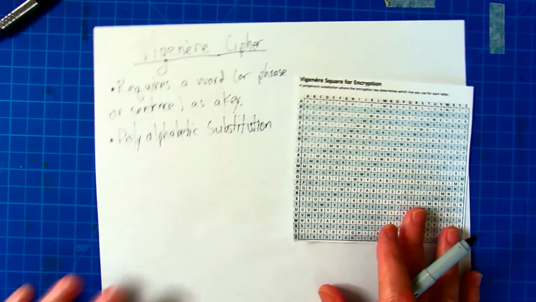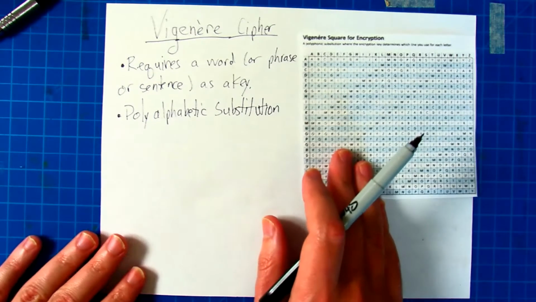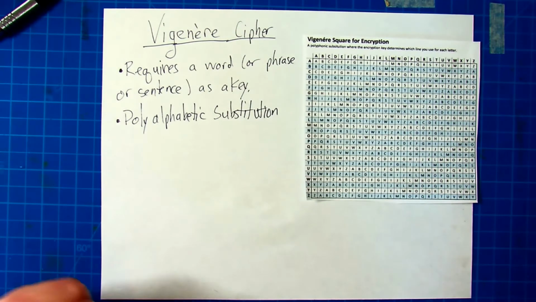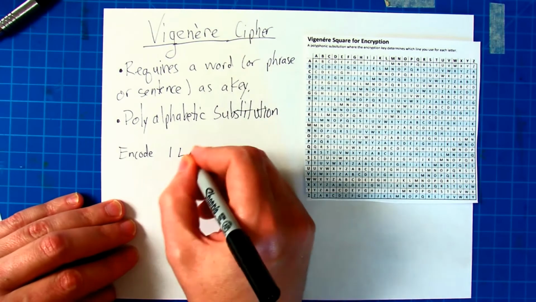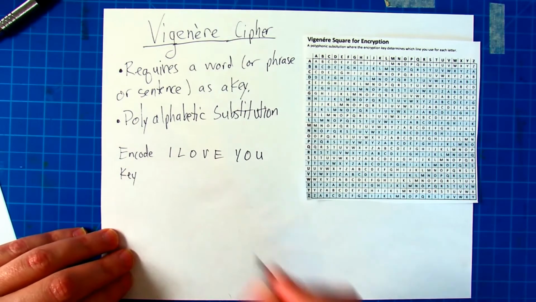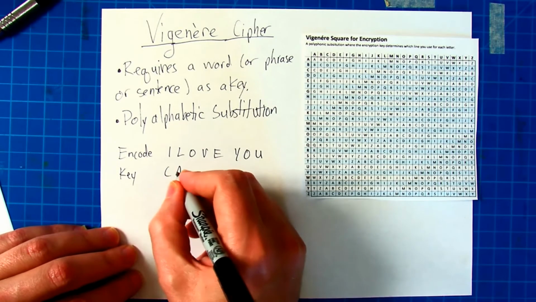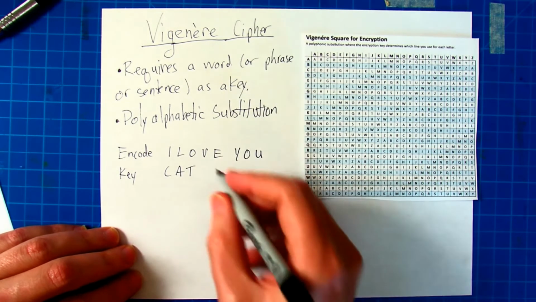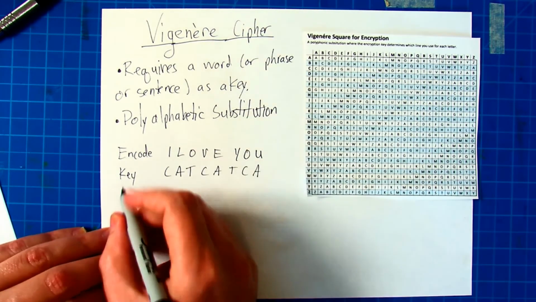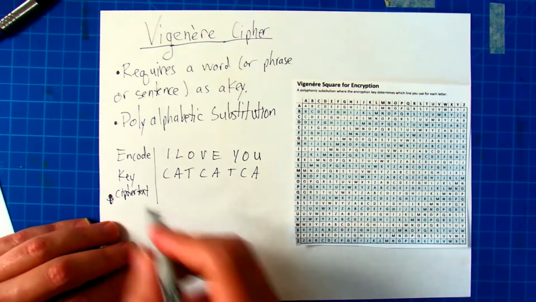So the way this works is you need a word or a phrase or a sentence as a key. Usually shorter keys are easier to remember, but less secure. That's always a trade-off. So suppose you want to encode the secret message, I love you, with the key of cat. The word cat is just repeated as many times as necessary: C-A-T, C-A-T, C-A. And then you do your ciphertext using this square.